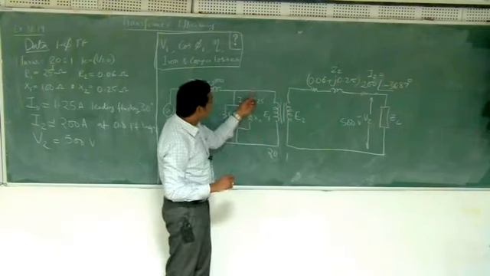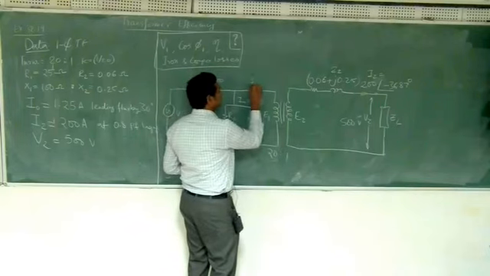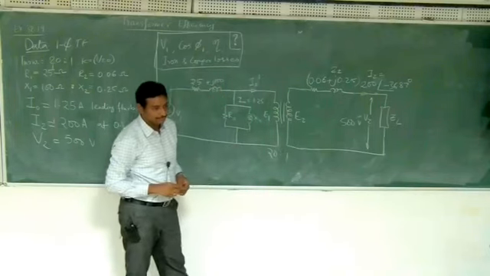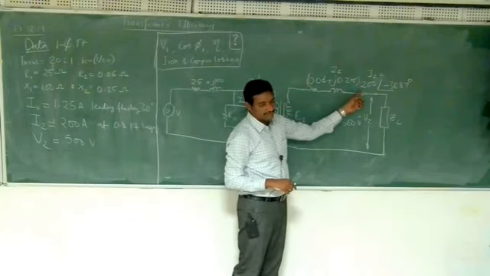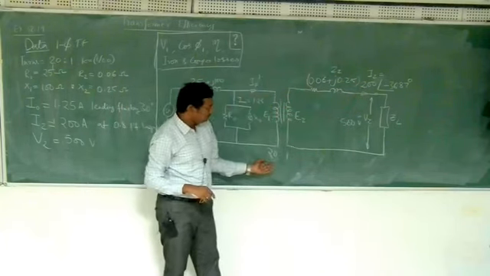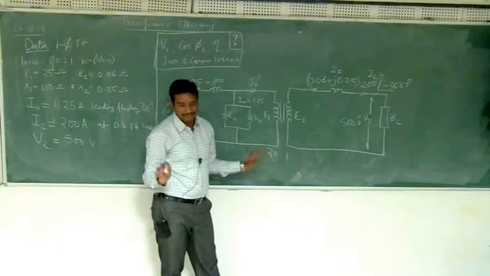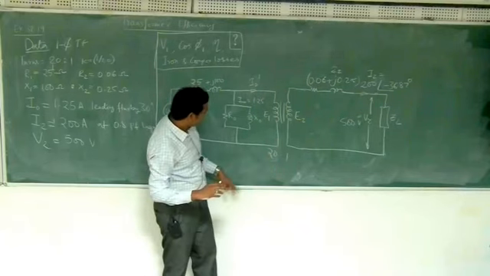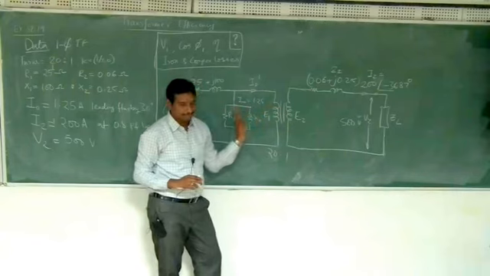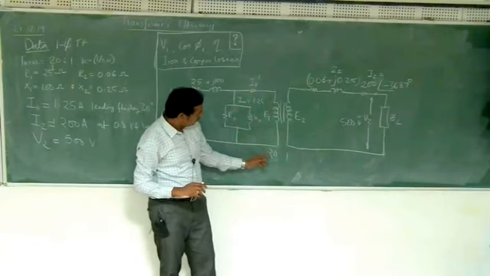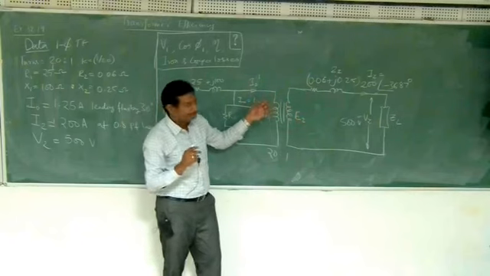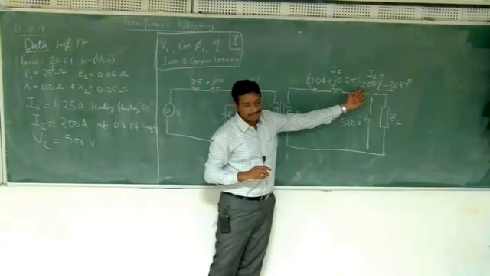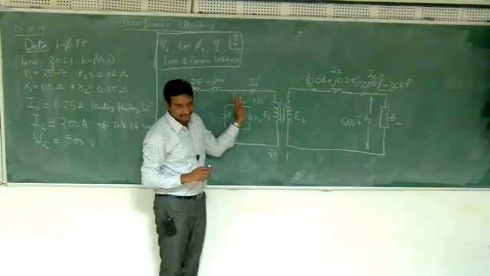Can you find I2 dash? I2 dash is nothing but whatever I2 is, using this, either you multiply by 20 or divide by 20. High voltage means current will be low, so you have to divide by 20. So it will be 200 divided by 20, which is 10 amperes, something like that here.